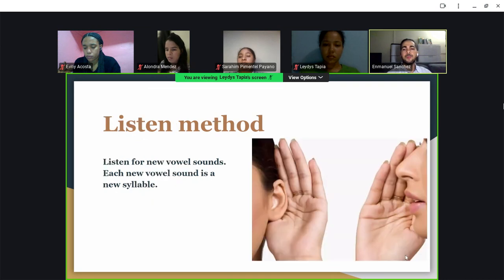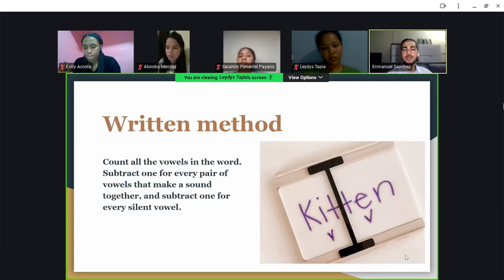The next method that we can use is to listen. The difference between the other two and this one is that instead of counting with your hand on your chin, you're going to count in your mind. Every vowel sound that you hear, you're going to be counting in your mind. That is a syllable. And the next one is the written method.